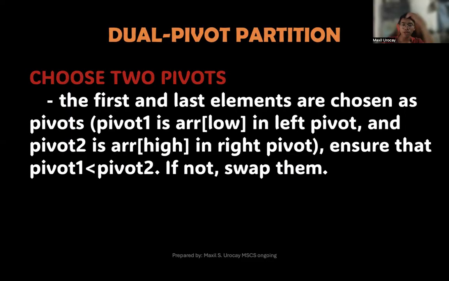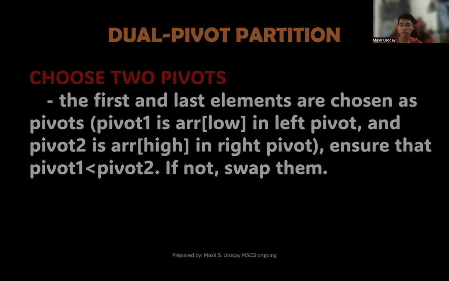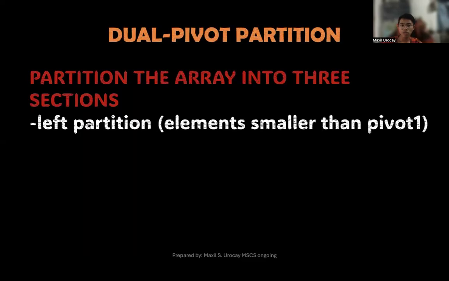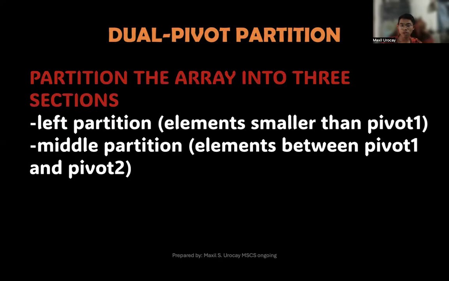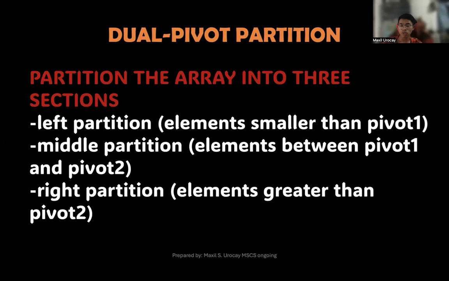To choose the two pivots, the first and last elements are chosen: pivot 1 is the array's low, the left pivot, and pivot 2 is the array's high, the right pivot. Ensure that pivot 1 is less than pivot 2. If not, you have to swap them, as I mentioned earlier. To partition the array into 3 sections, the left partition has elements smaller than pivot 1. The middle has elements greater than pivot 1 and less than pivot 2. Then the right partition has elements greater than pivot 2, of course.